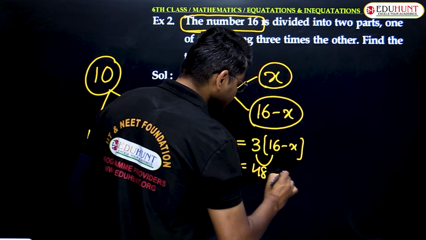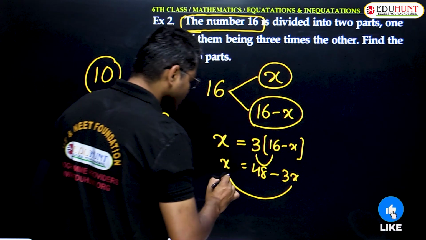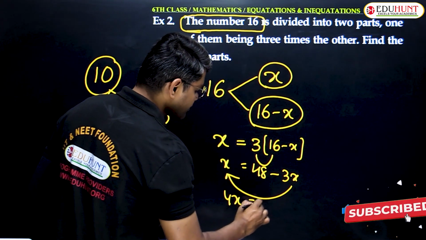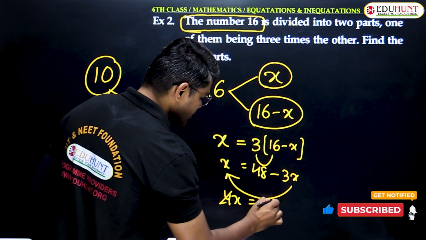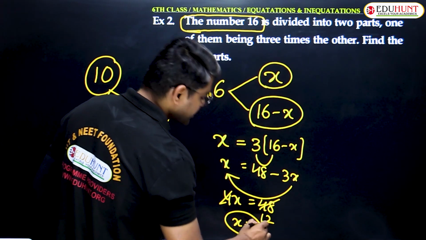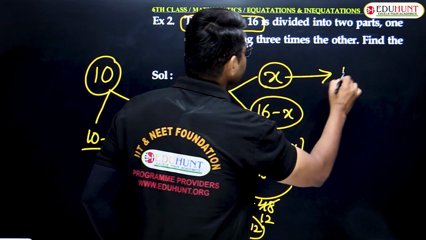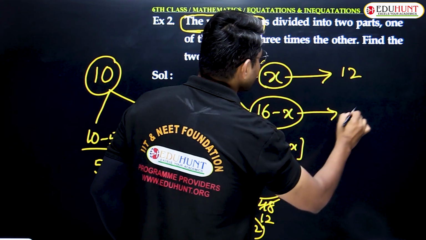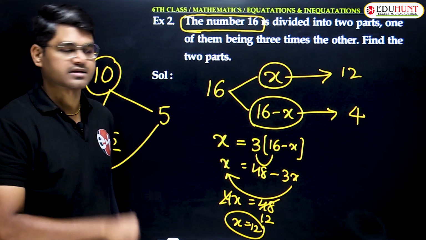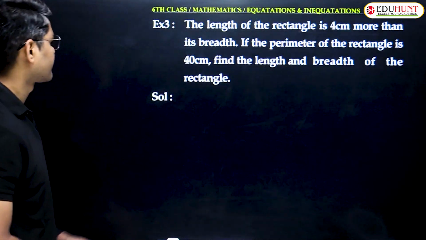48 minus 3x. So, transpose: x plus 3x, 4x is equal to 48. 4 ones are 4, 4 twelves are 48. x is equal to 12. One number is 12 and the other number will be 4. That's it. 12 plus 4 is 16. Okay, right. Let's see the next question.